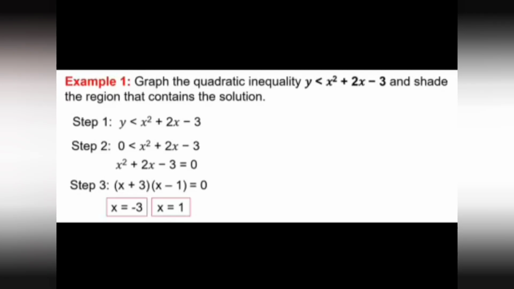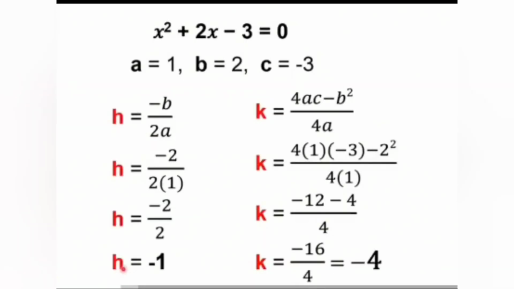So the third step is we need to factor the equation x squared plus 2x minus 3 equals 0, which is x plus 3 and x minus 1 equals 0. The roots of the factors are x equals negative 3 and x equals positive 1. The clue here is just change the positive into negative and the negative into positive. So we're here in step 4, which is finding the vertex.